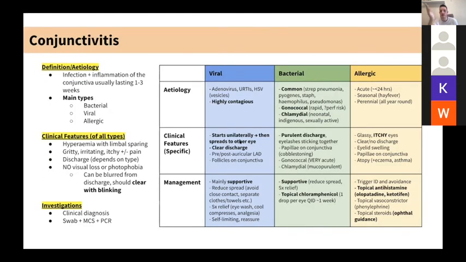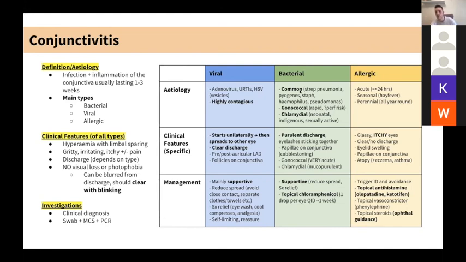So for conjunctivitis, viral, bacterial, and allergic are the main types. Viral is usually caused by these viruses and is highly contagious. It's usually unilateral, then spreads to both eyes, and you usually just get a watery eye, not usually discharging with any sort of pus. You usually get lymphadenopathy as well, around the ears. You mainly do supportive treatment, and you want to make sure you reduce the spread, so good hygiene, and make sure that you're cleaning out the eyes with good eye washes and cool compresses and pain relief.